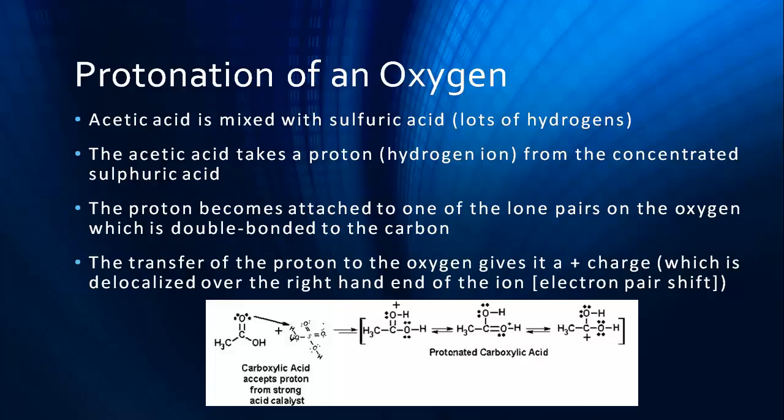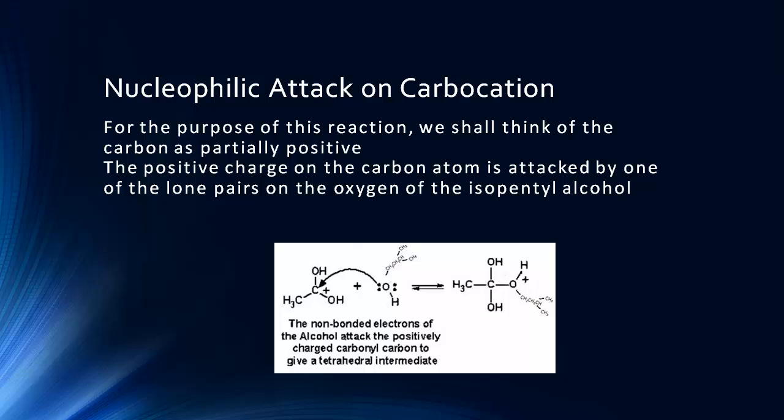First step is the protonation of an oxygen. The acetic acid takes a proton, a hydrogen atom, from the concentrated sulfuric acid. The proton becomes attached to the oxygen which is double bonded to the carbon. This gives the oxygen a positive charge, and via an electron pair shift, the charge moves onto the carbon. The contributor with the positive charge on the carbon is most useful for describing the subsequent reaction. Second step, nucleophilic attack on the carbocation.